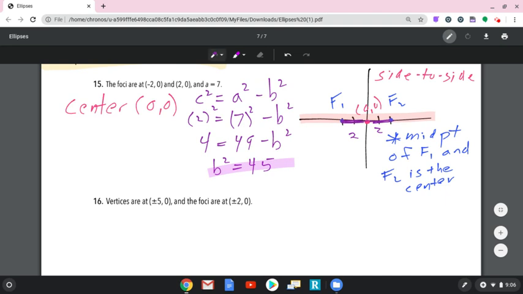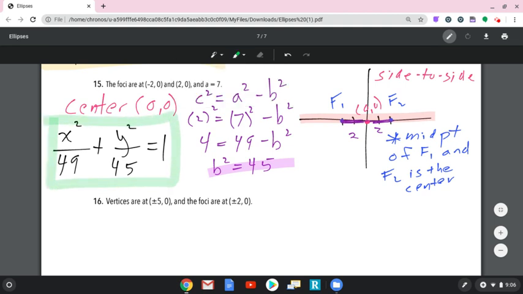Now I know it's a side to side. I go back and I say, I can put my equation in. I have X minus 0 squared. It's side to side, so A squared goes under X. A is 7. 7 squared is 49. Plus Y minus 0, because K is 0. That would just be Y squared on top over B squared. Well, B squared we said is 45, and that would be equivalent to 1. So right here, this would be my standard form of that ellipse.